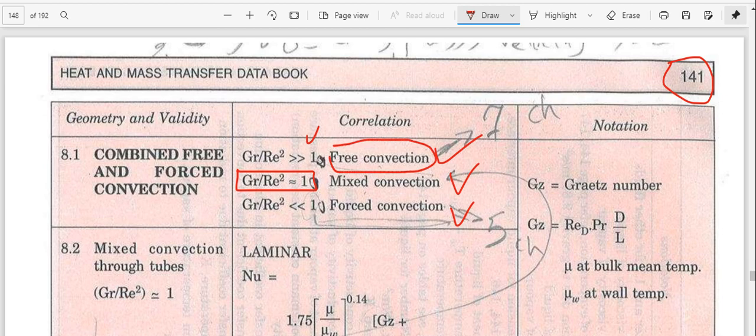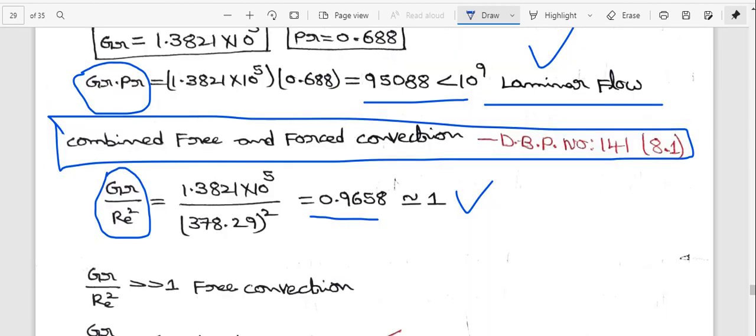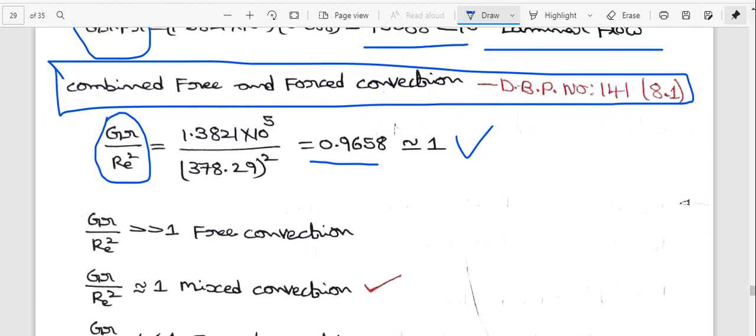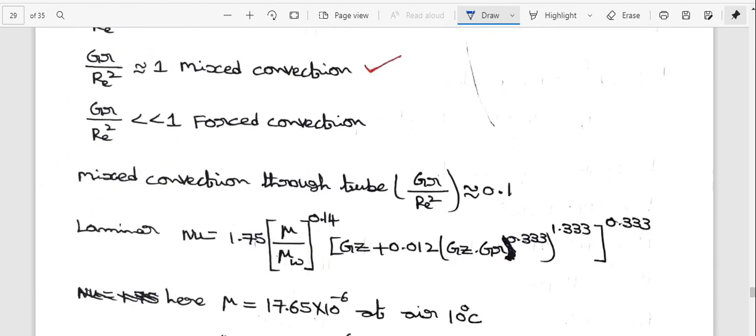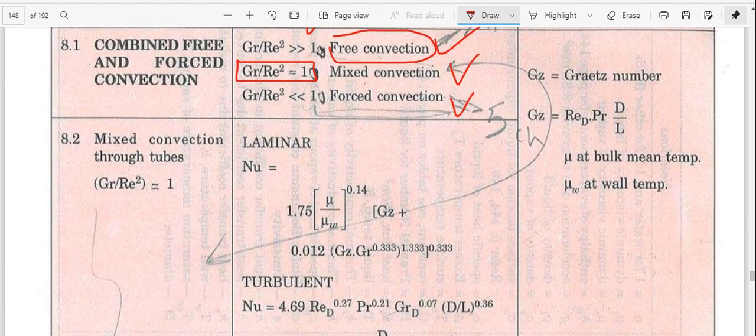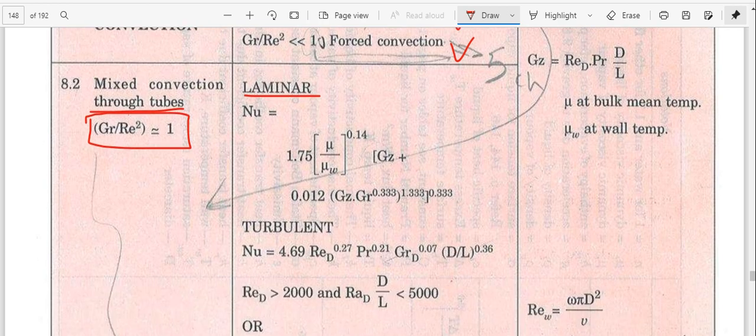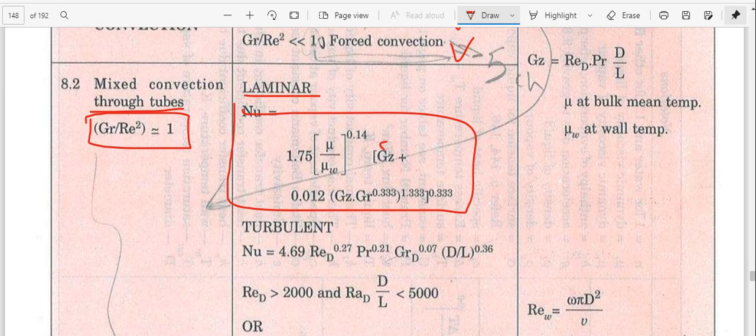Here the Gr by Re square value is similar to 1, that's why I am considering this formula. In this case it is laminar flow mixed convection through the tube. Grashof number by Reynolds number square is nearer to 1, so that's why I am considering this formula. What is Gz?